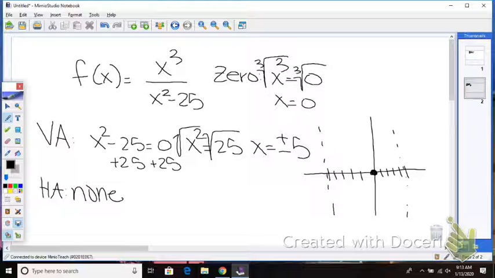And then basically, what we're learning today is you're just going to plot points. You're going to pick 2 points on this side, 2 points in between, and 2 points on this side, and plug them in and get your y value, and then sketch the graph. So it's not real difficult. They're just kind of long.